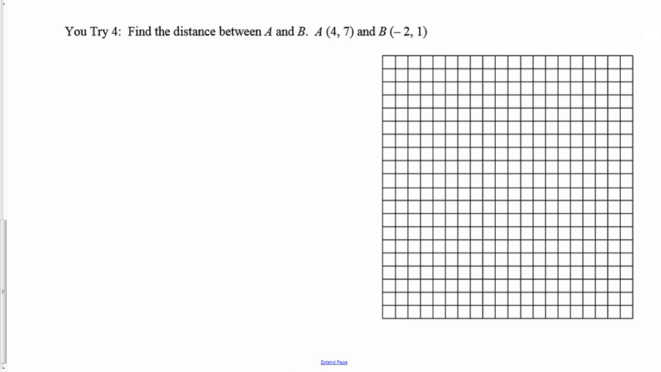And this is a U try. So here we are, we're doing another U try, which means this is all on you. I am not specifying or telling you a certain method to use, so either use the graph or don't use the graph, whichever you're more comfortable with. So go ahead and pause the video here to complete U try 4.